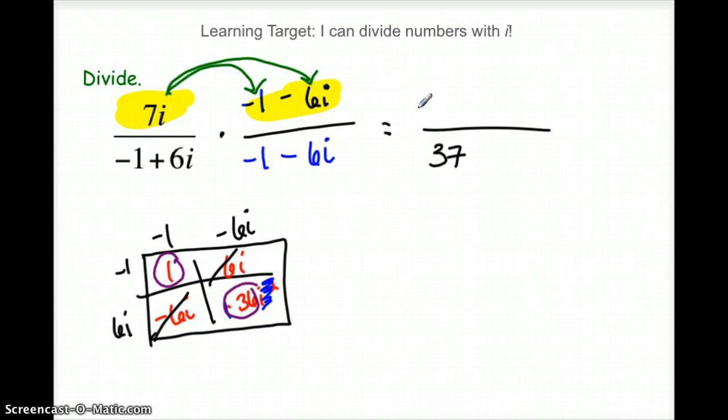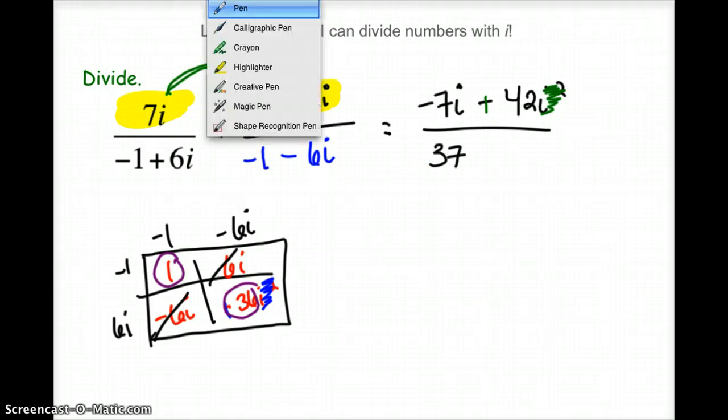7i times -1. Negative 7i. 7i times 6i. We're going to have the minus. 42i squared. But that i squared, never leave it. Always cross it out. But that changes it to a positive 42.